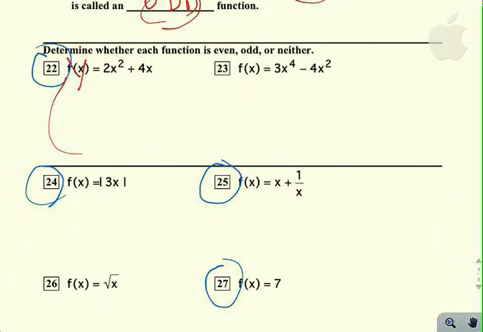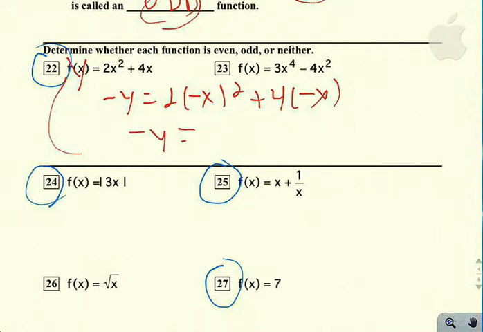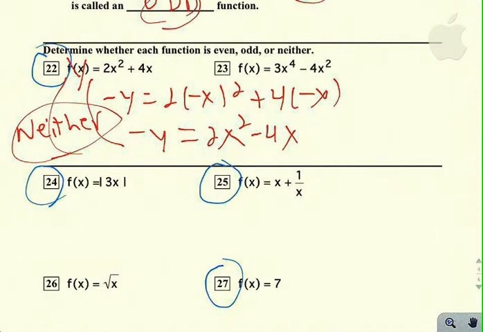Okay, now let's test it for odd. Negate the y and the x. So this would be minus y equals 2x squared minus 4x. Not equivalent. So it's not odd. And we already figured it's not even. So it's neither. So number 22 is neither even nor odd.